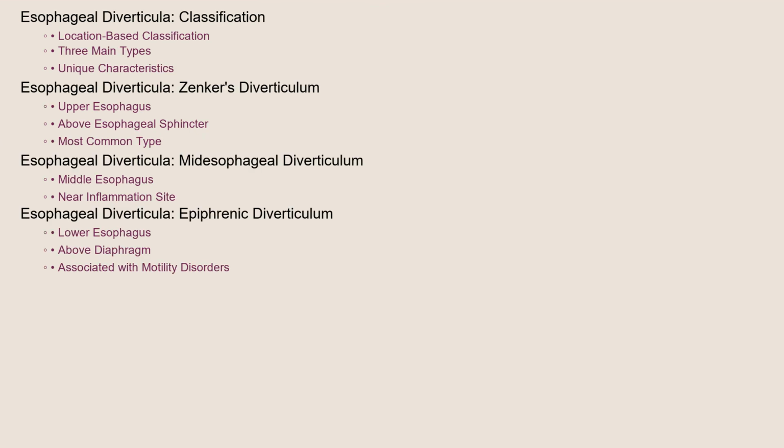Esophageal manometry, which measures the pressure and function of the esophagus, may also be performed to assess for underlying motility disorders. Esophageal diverticula are generally classified based on their location within the esophagus. The most common type is Zenker's diverticulum, which occurs in the upper esophagus, just above the esophageal sphincter. Midesophageal diverticula are located in the middle of the esophagus, often near the site of previous inflammation. Epiphrenic diverticula are found in the lower esophagus, just above the diaphragm, and are often associated with esophageal motility disorders. Each type has its own unique characteristics and potential complications.